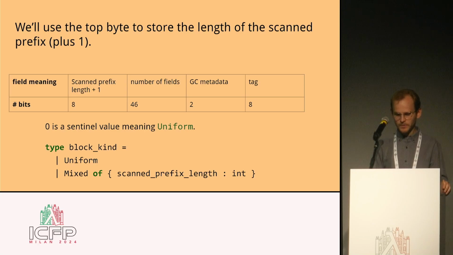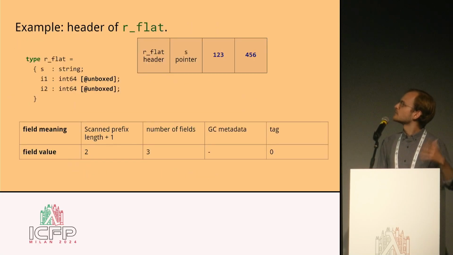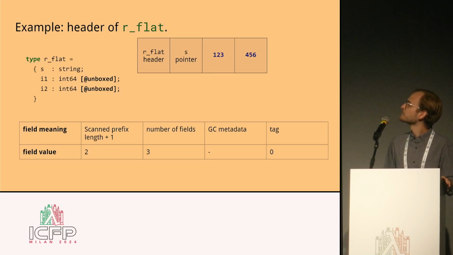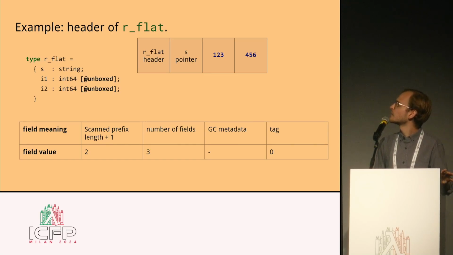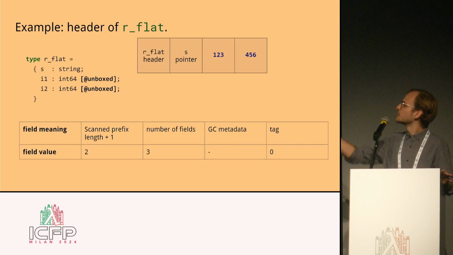Okay, just to walk through a quick example, here is the example from before. The thing that we encode as the scan prefix length plus 1 is 2, because there's one field that is scanned.